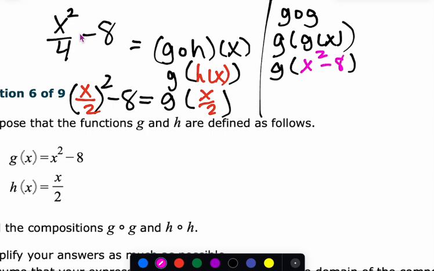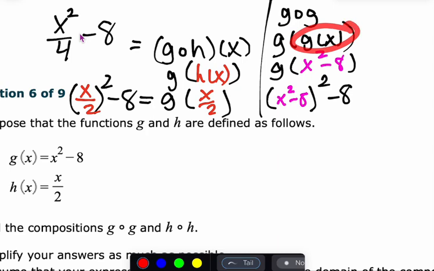And now that's just the input. How do you input something into a function? You take out its original x and you replace it with whatever's inside. So we're going to just replace it with x squared minus 8. So what you get is that input squared minus 8, x squared minus 8, and that's where you put the other x squared minus 8. Okay, so let me show you one more time. This is the g function.